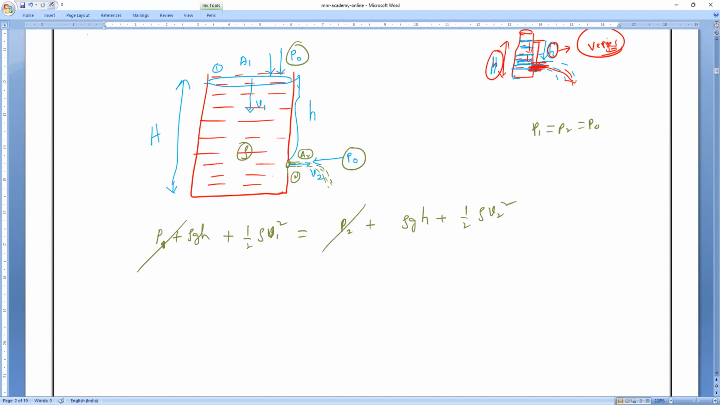Both P1 and P2 will get what? If you say only, it will be beautiful. P1 P2 will get what? Cancel. Am I right? Do you understand or not?